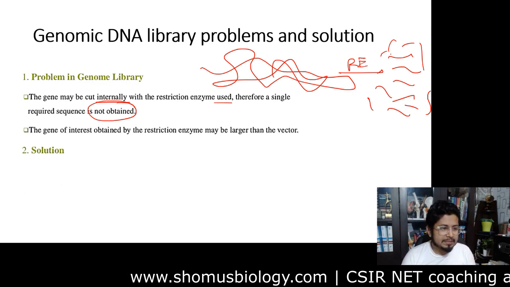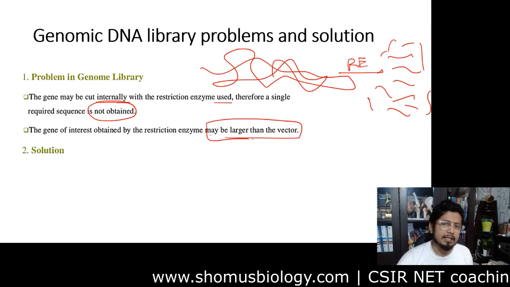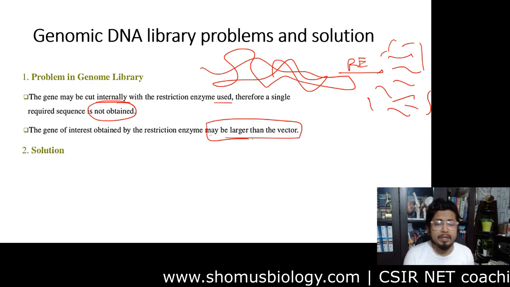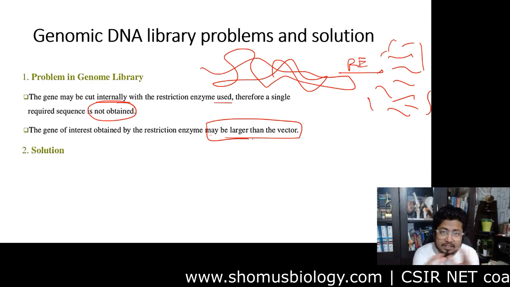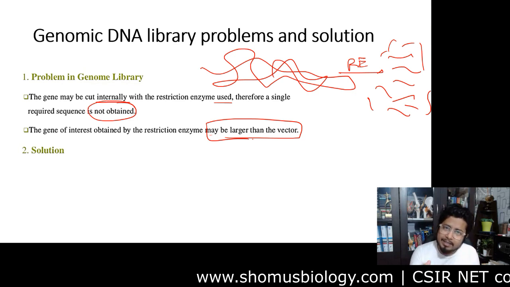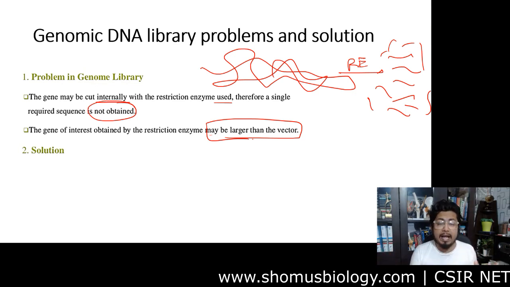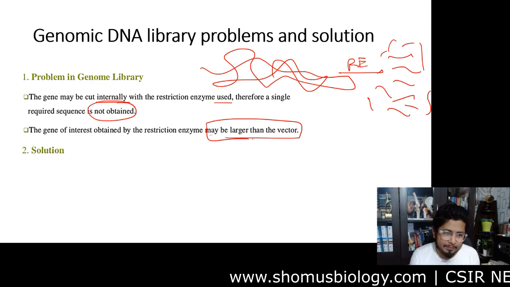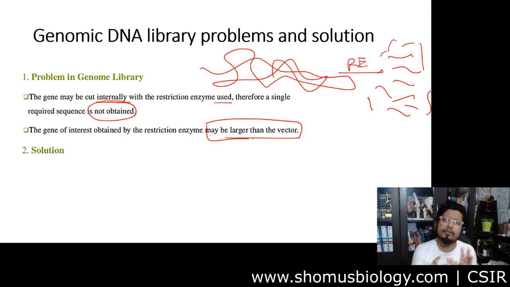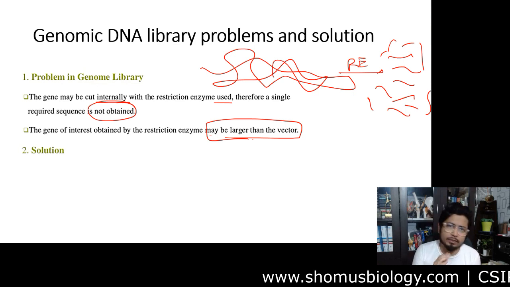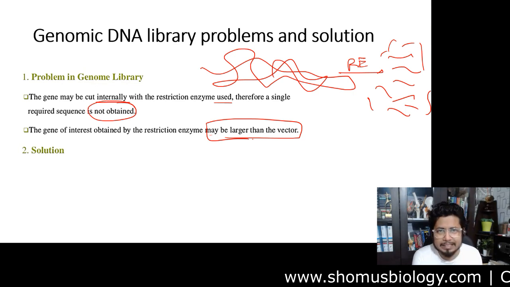That's one problem. The second problem is that the gene of interest obtained by the restriction enzyme may be larger than the vector. That is a really practical problem, because the vector size is limited and the insert size that the vector can carry is also limited. But after cleavage with restriction endonuclease, it can generate fragments larger than the capability of the vector. Let's say we want to clone a fragment of the human genome using bacteriophage lambda as a vector. Bacteriophage lambda can carry a 35 to 45 kilobase long DNA fragment.